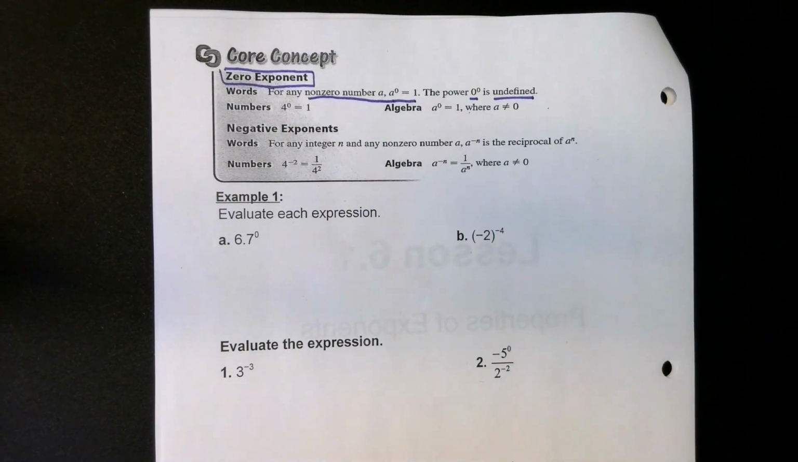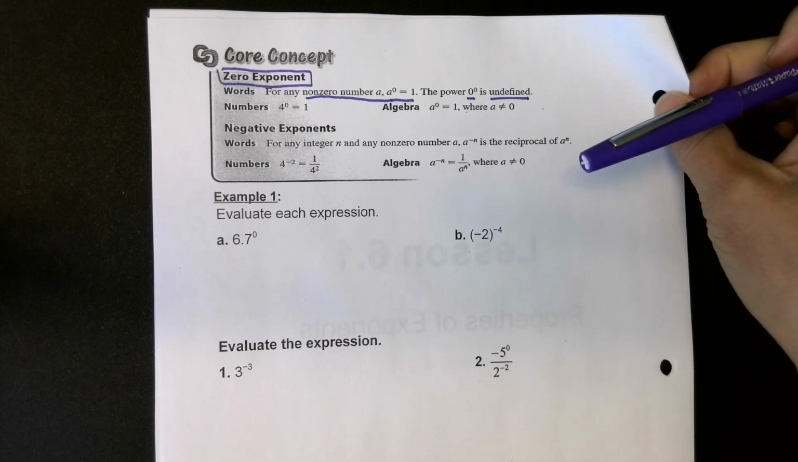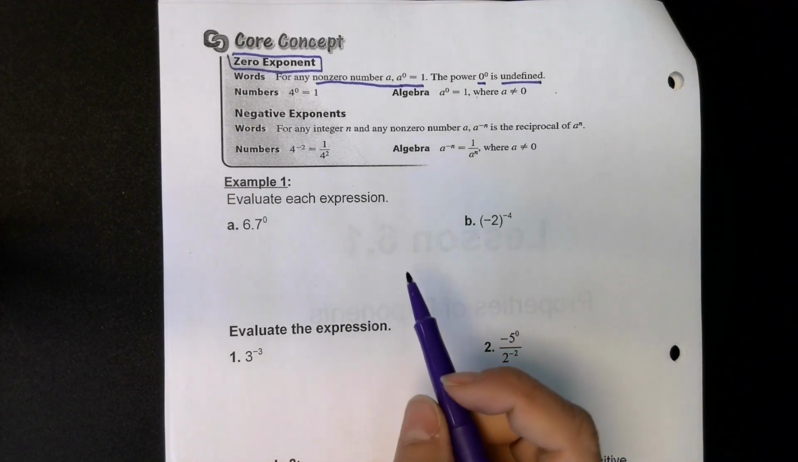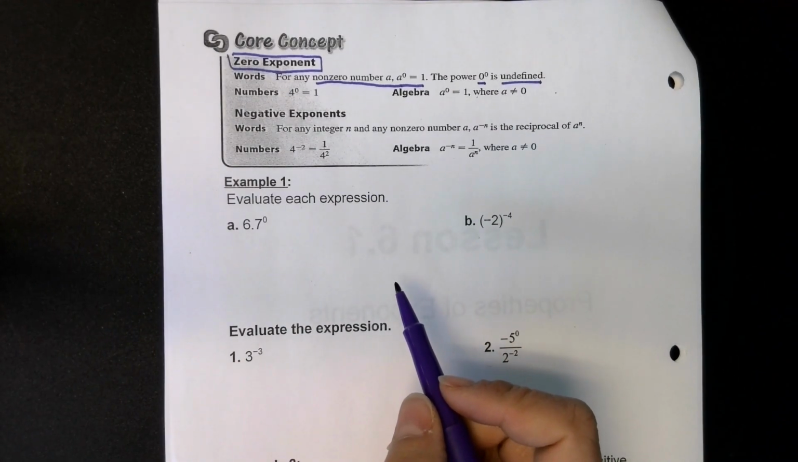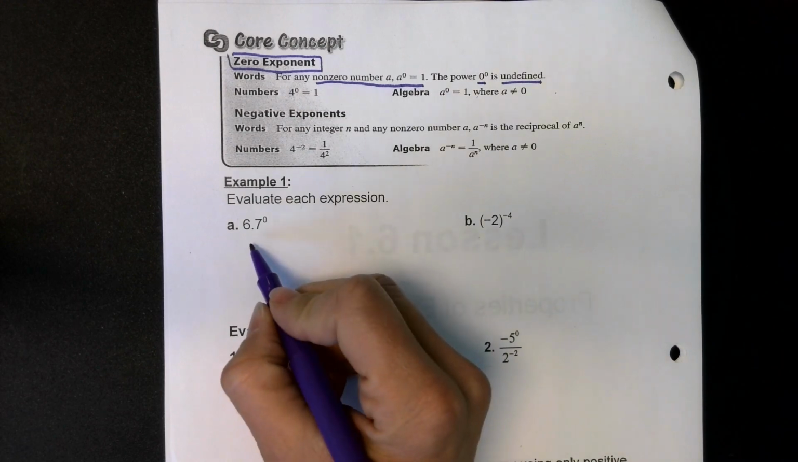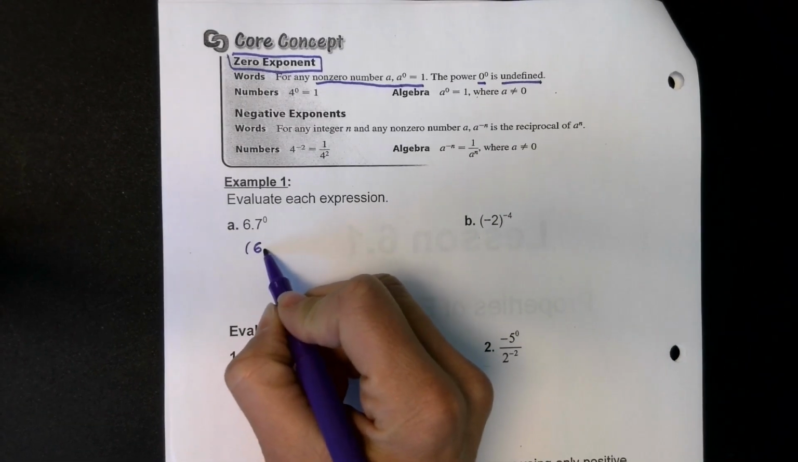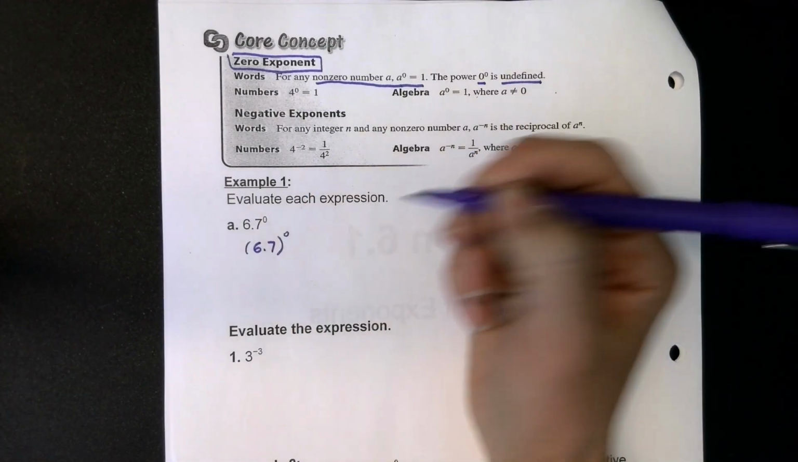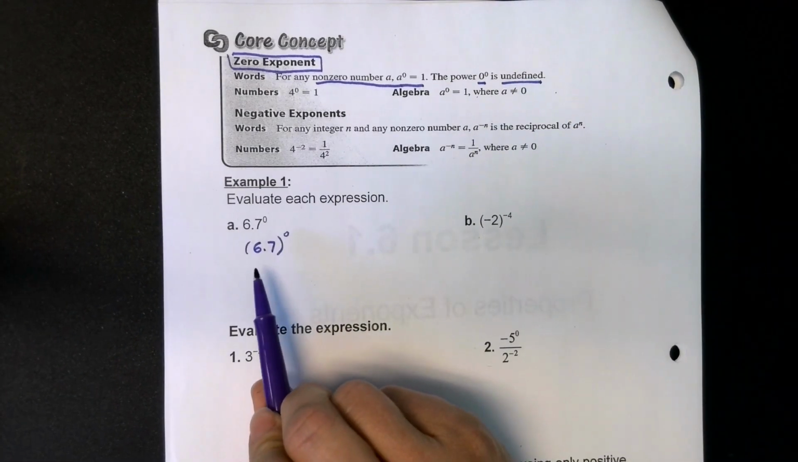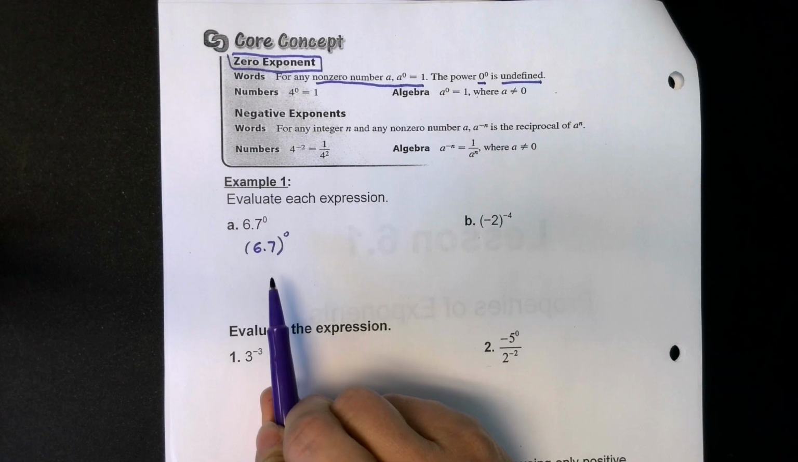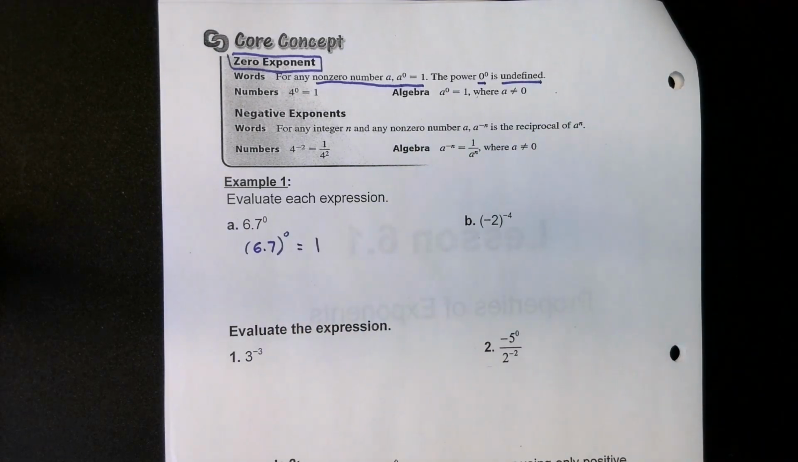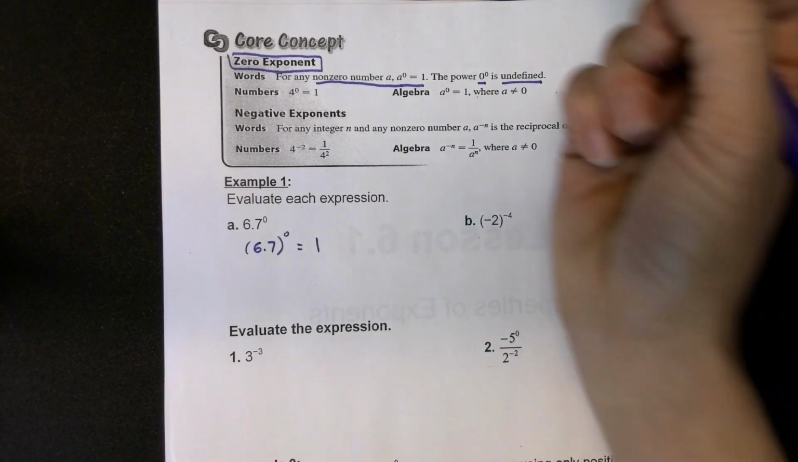So why don't we look at example A. Evaluate each expression. What you have here is 6.7 to the power of 0, right? I like to add parentheses because it's easier to see. Any non-zero number raised to the power of 0 is always 1. That's an easy one. That's it. So let's look at the second property.